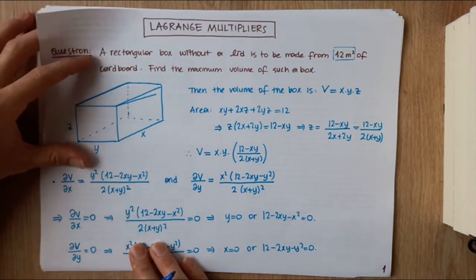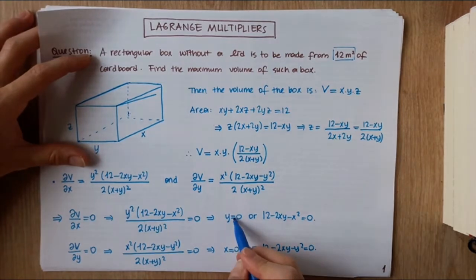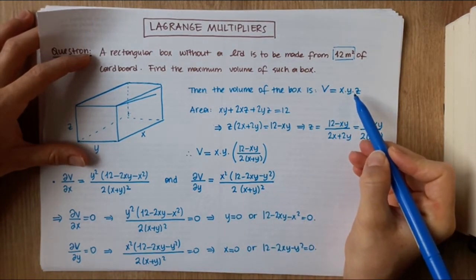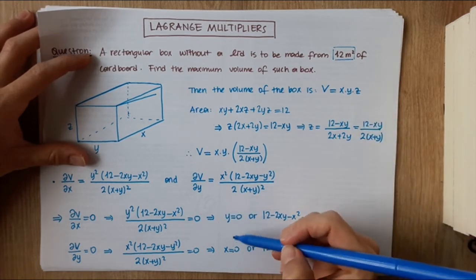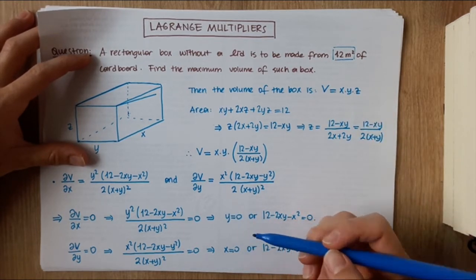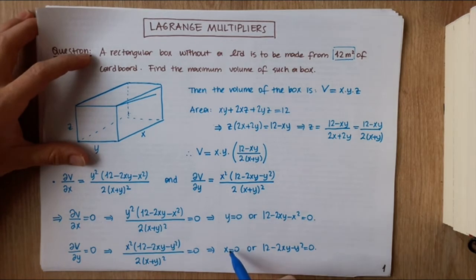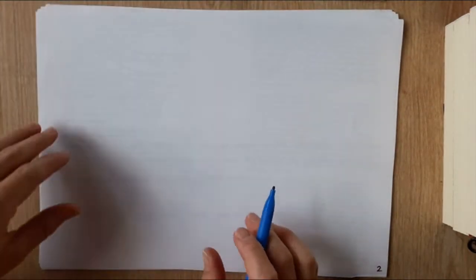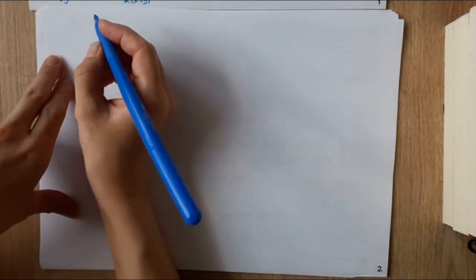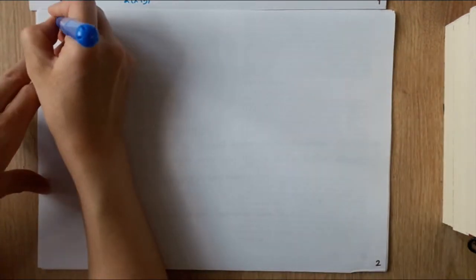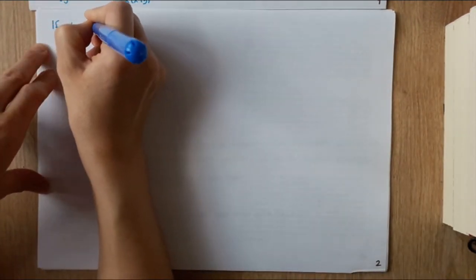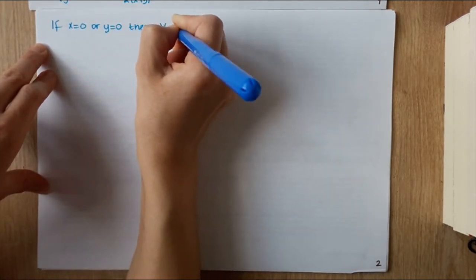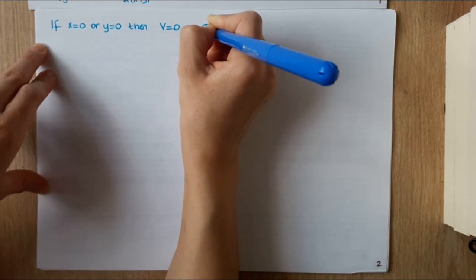But as I said, if x is 0 or y is 0, the volume will directly be 0, right? So because of that, at these points, we won't have a maximum volume. So we won't deal with x is 0 and y is 0 here. Let's try to solve the other equations. Let me write it here: if x is 0 or y is 0, then the volume will be 0, so this can't be a maximum.